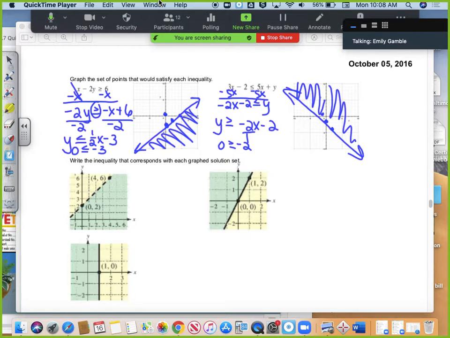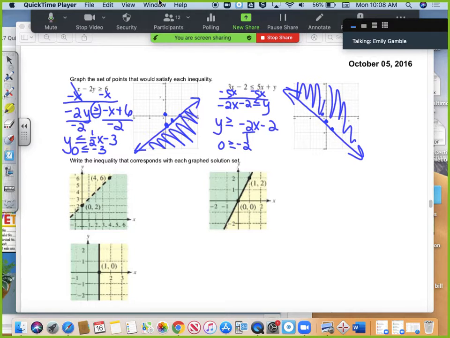The next 3 questions are asking us to create the inequality from the graph. The graph is already there for you. We're just going to create the inequality that matches up with the graph. For these problems, like on yours, you might be able to see it better. On mine, you see double colors. The green is the shaded region for these problems.